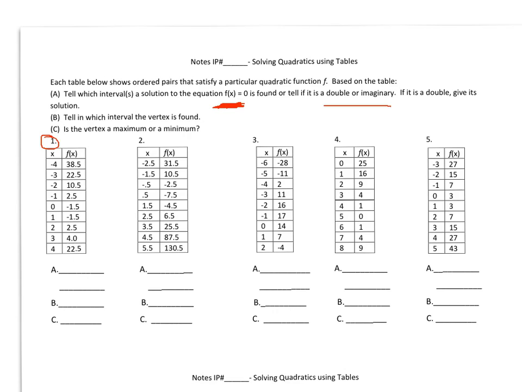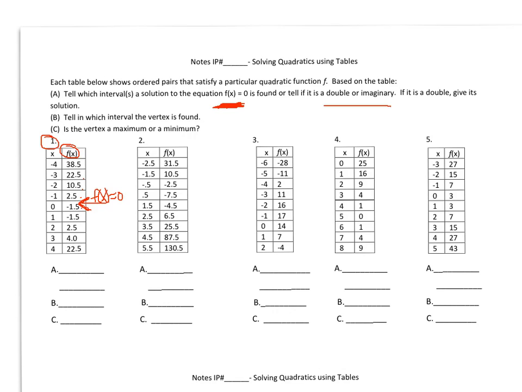So number 1, if we're looking at this table, we can see where f of x is equal to 0 by looking at these f of x values. Okay, so we have 38.5, 22.5, 10.5, 2.5, then it drops down to a negative 1.5. So you can see that the 0 is going to be right in between the positive 2.5 and negative 1.5, because that's where a 0 would be. That's where f of x would be equal to 0, in between those 2 points. Okay, so it's anywhere that you see a sign change on the f of x.